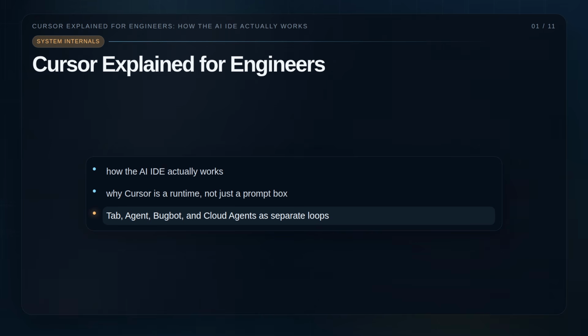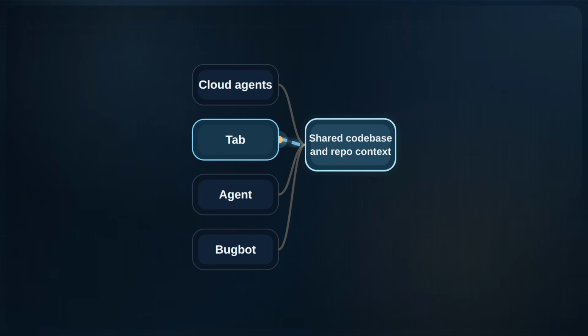Once you separate them, the product becomes much easier to reason about. You can ask what context each loop sees, what tools it can call, where execution happens, what data leaves the machine, and what kinds of work belong in each path. The first useful correction is to stop talking about Cursor like it has one brain and one operating mode.